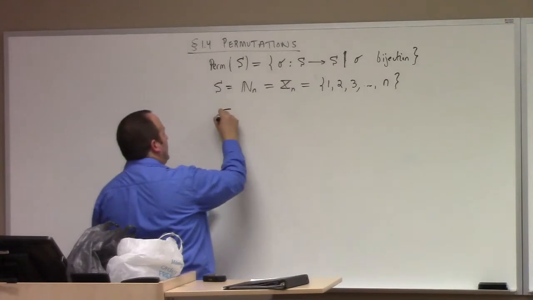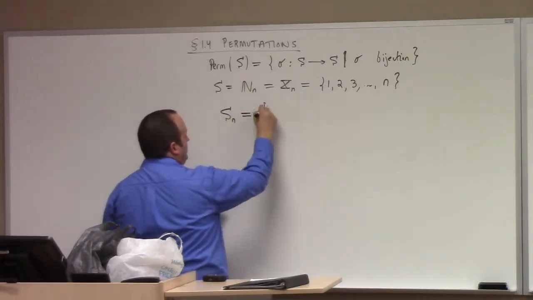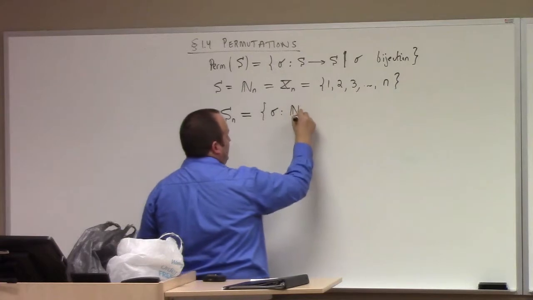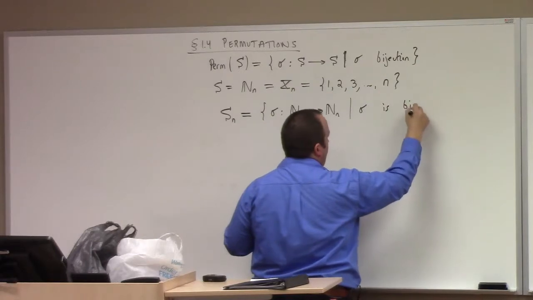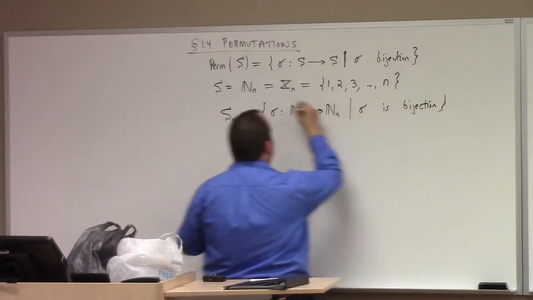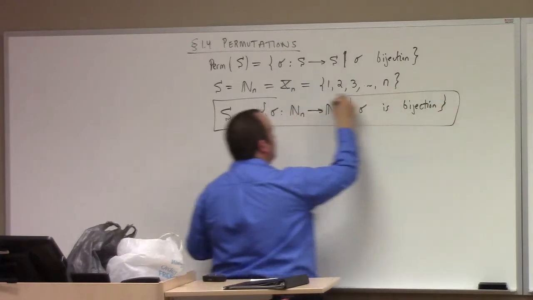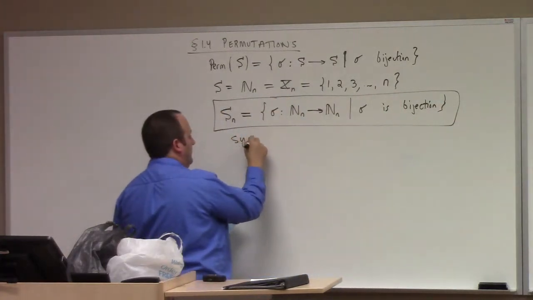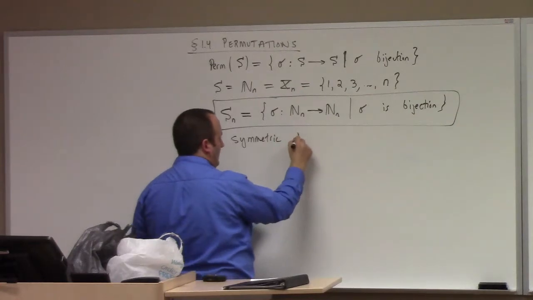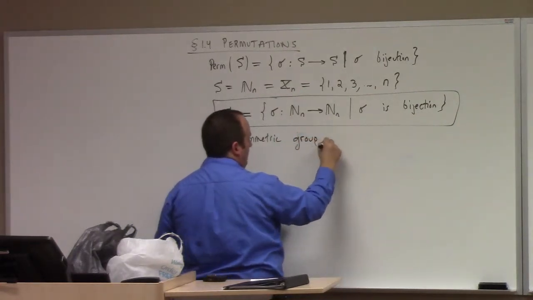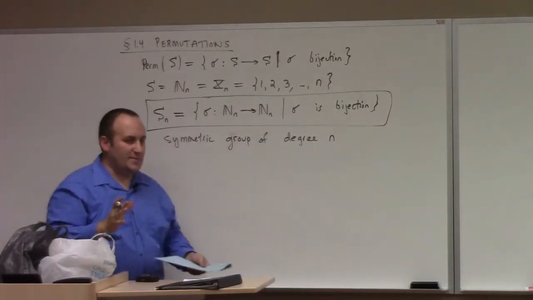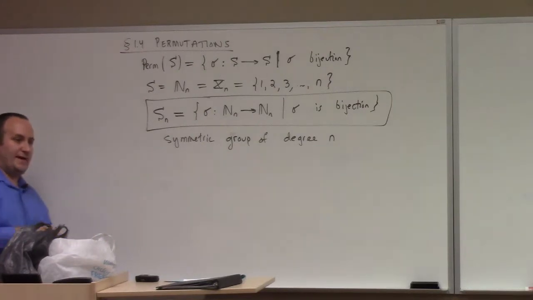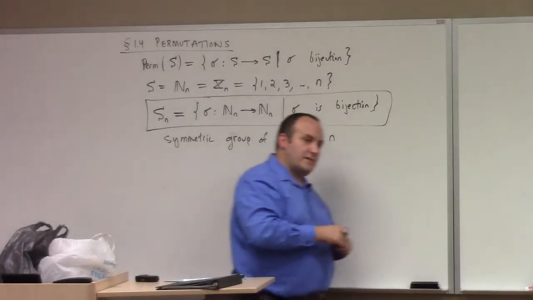In particular, we say S sub n is equal to the set of sigma going from N sub n to N sub n such that sigma is a bijection. This, folks, is called the symmetric group of degree n. Degree n, you have to be careful. You might be tempted to use the word order. That would be bad, because the order of a group is the size of a group. How many different bijections are there on n things?